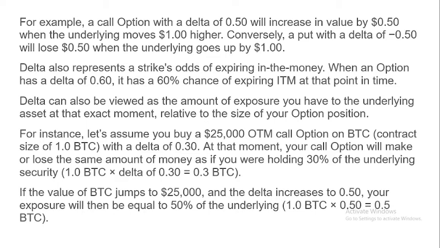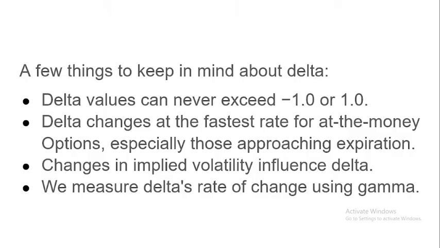If the value of BTC jumps to 25,000 and the delta increases to 0.50, your exposure will then be equal to 50% of the underlying: 1.0 BTC times 0.50 equals 0.5 BTC. A few things to keep in mind about delta. Delta values can never exceed negative 1.0 or 1.0. Delta changes at the fastest rate for at-the-money options, especially for those approaching expiration. Changes in implied volatility influence delta. We measure delta's rate of change using gamma.